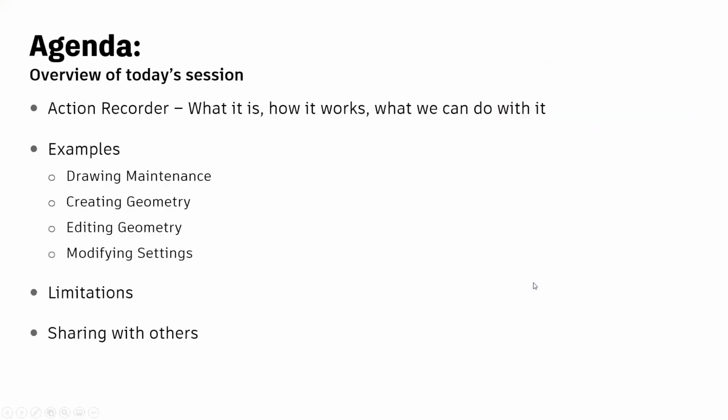So, a quick, brief agenda look at what we're going to be talking about today. It's the action recorder: what it is, what it does, how it works, what we can do with it. This is kind of an extension of a prior session that I did around automation, where we started talking about creating macros and scripts and doing some simple Lisp and things like that. Basically, if you're doing something more than once, look for a way to automate it so you don't have to keep going through the same process over and over. So the action recorder is kind of the next step in that journey. The next step after that, we'll do a session on Dynamo at some point in the future.